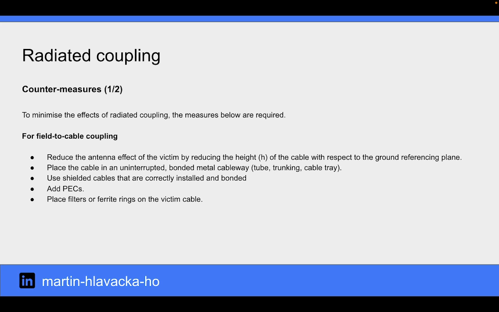To minimize the effect of radiated coupling, the measures for field-to-cable coupling are: reduce the antenna effect of the victim by reducing the height of the cable in relation to the ground referencing plane. Place the cable in an uninterrupted bonded metal cableway. Use shielded cables that are correctly installed and bonded. Add PECs and place filters or ferrite rings on the victim cable.